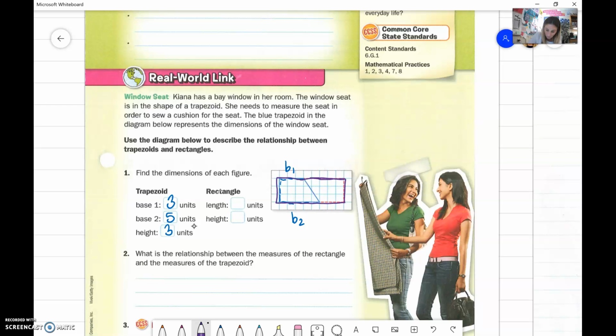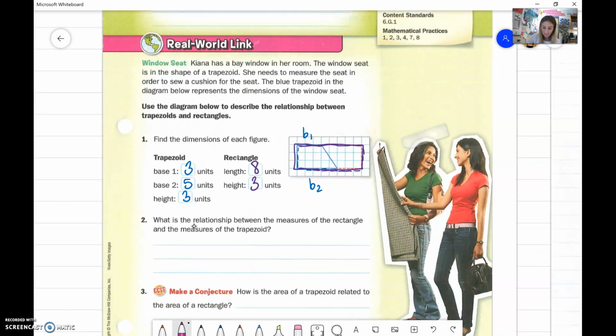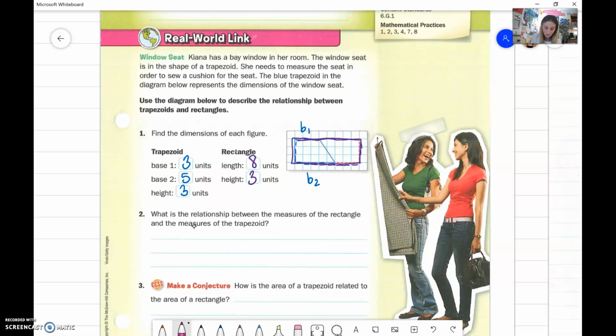Now what I want you to do is look at the entire rectangle. Notice I switched to purple, and we're going to do the entire rectangle. Let's figure out the base of the entire rectangle. 1, 2, 3, 4, 5, 6, 7, 8. So I have 8 as the length, and the height is 1, 2, 3. Now take a look at these numbers. What is the relationship between base 1 and base 2 of the trapezoid in relation to the length?